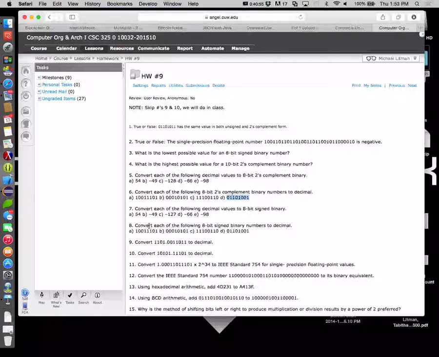All right, number 8, convert each of the following 8-bit signed binary numbers to decimal. So this is kind of going along your question. They've informed us it's signed.